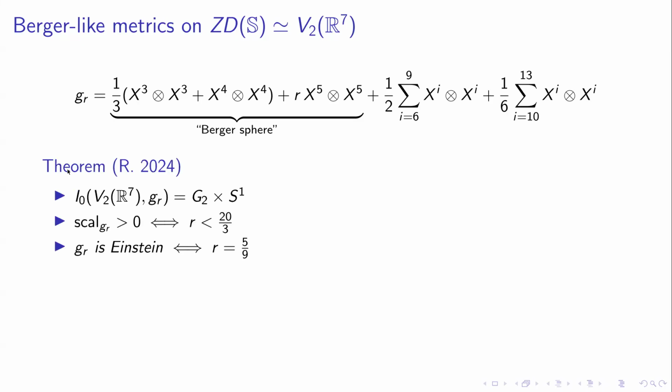Well, the main result maybe is this. You can compute the full isometry group of this Berger-like metric. The connected component is always G2 times a circle, and it is always the same circle, inside the diffeomorphism group, acting as isometries for all these Berger-like metrics. We also have something about the scalar curvature. It is positive for these values of R, and the notable fact is that there is an Einstein metric in this Berger-like curve, which happens precisely when R equals 5/9.